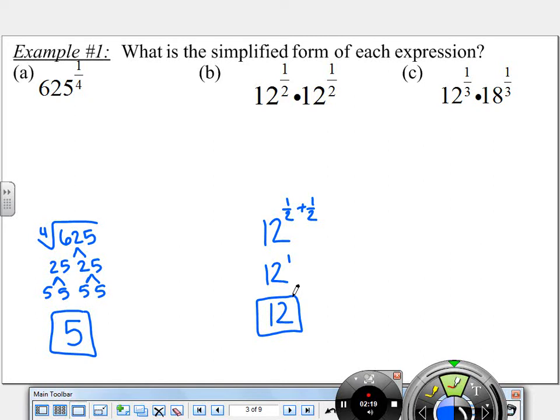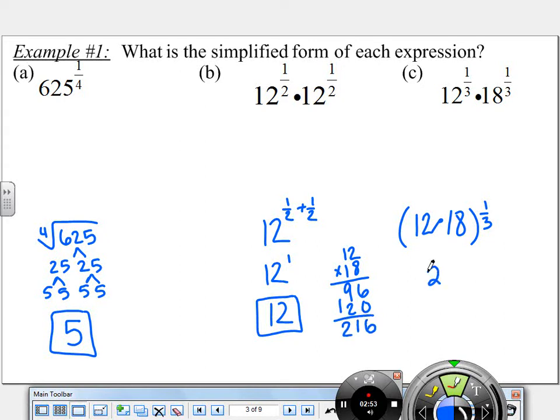In part C, you see a problem where we have not the same bases. However, we do have the same exponent. So if we think about what this problem might look like if that exponent had not been distributed, we would have our 12 times our 18 and the 1/3 here. Then we can multiply 12 times 18. Okay? And when we do that, sorry, no calculator on B. We get 216 to the 1/3 power.